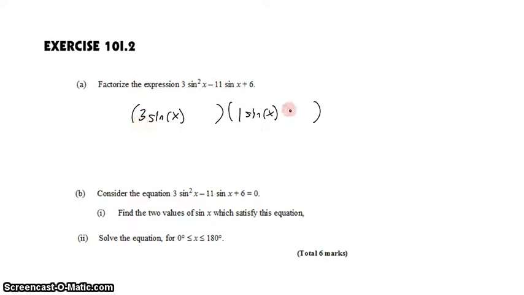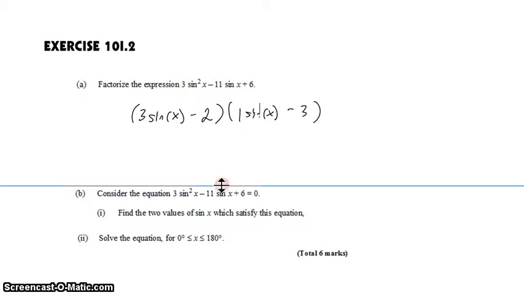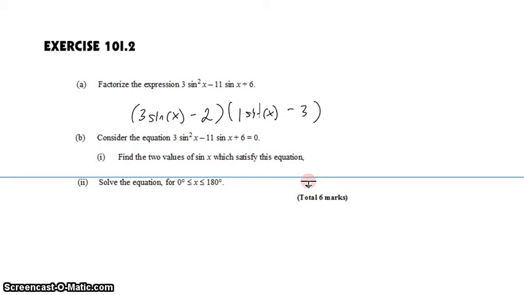So let's take 3, multiply it by negative 3 to make a negative 11, and we'll put a negative 2 on this side. What does this give me? Well, 3 times 1 is 3. Negative 2 times negative 3 is positive 6. So I've got my ends covered. What about the middle? 3 times negative 3 is negative 9. Negative 2 times 1 is negative 2. Negative 9 plus negative 2 is negative 11. This should work out. So that's part A.